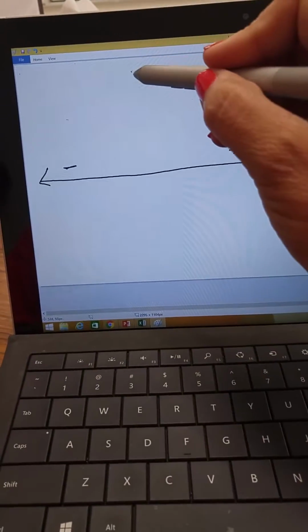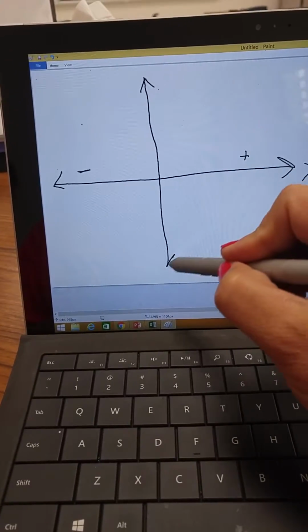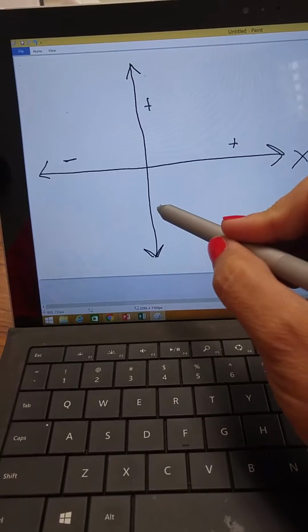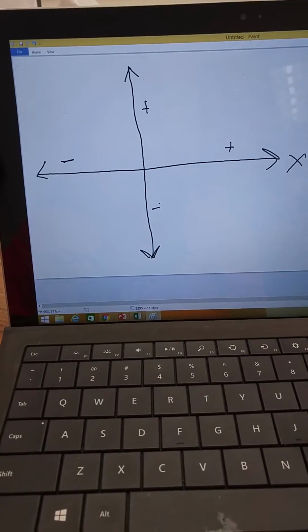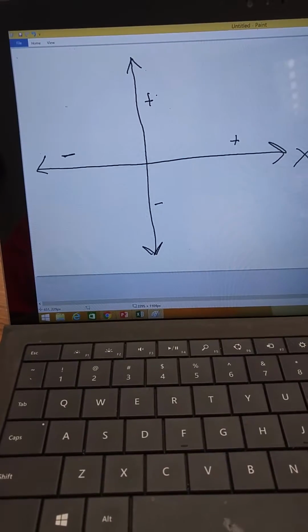On our y-axis, it goes up and down. This is also like a number line. It's just a number line that goes up and down like a thermometer. At the top is my positive. At the bottom is my negative. Each quadrant has its own kind of ordered numbers that you're going to find in here.